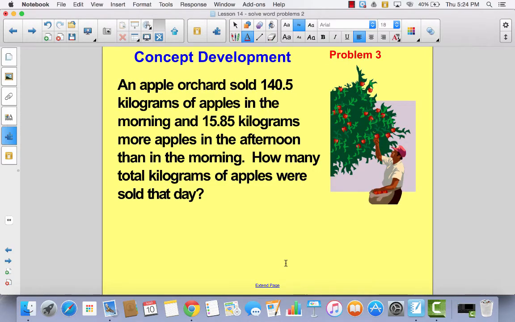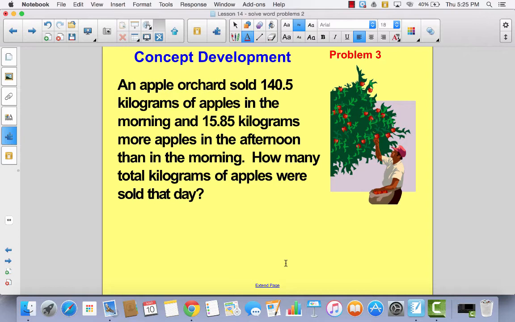An apple orchard sold 140 and 5/10 kilograms of apples in the morning and 15 and 85 hundredths kilograms more apples in the afternoon than in the morning. How many total kilograms of apples were sold that day?